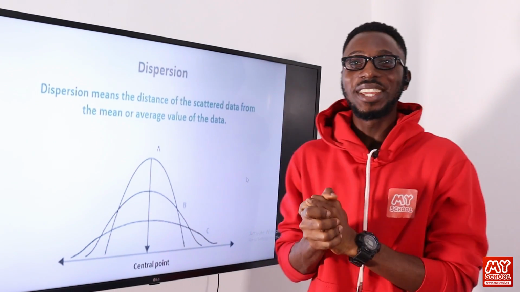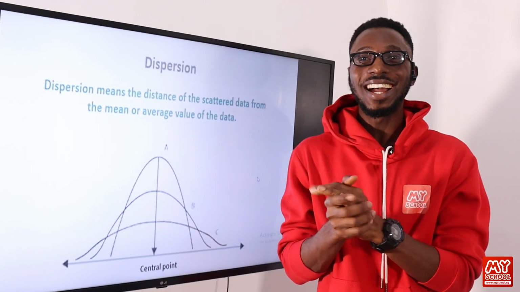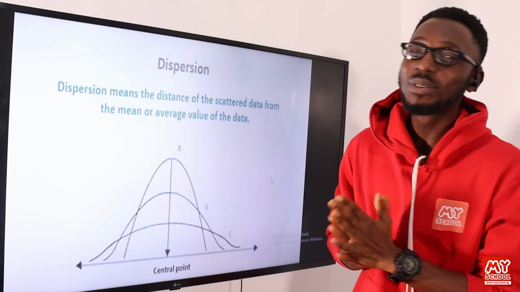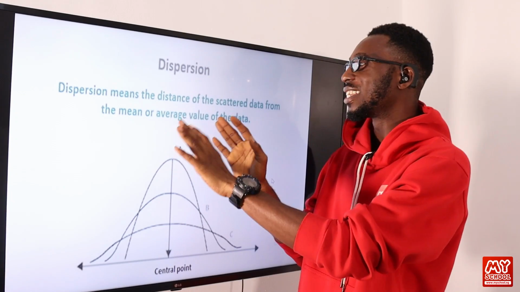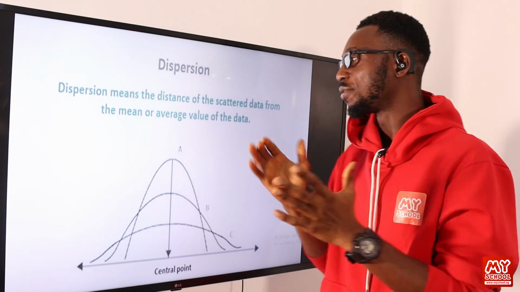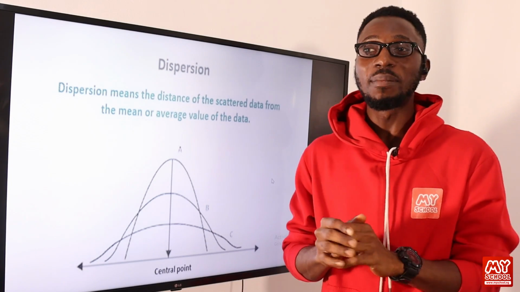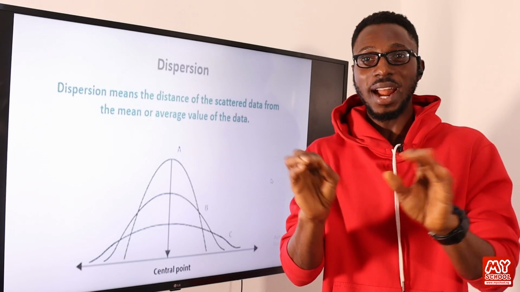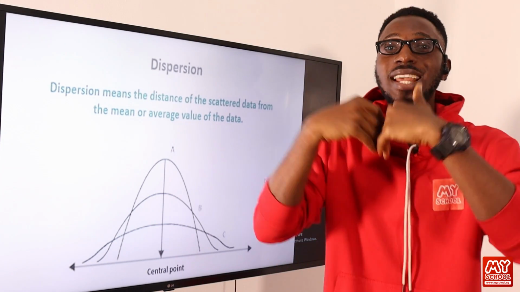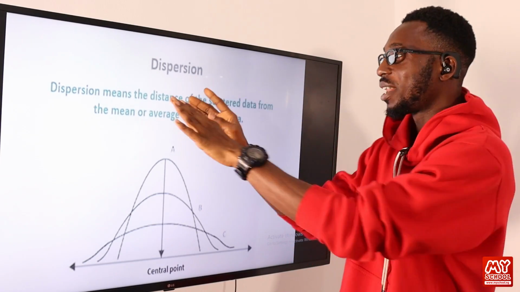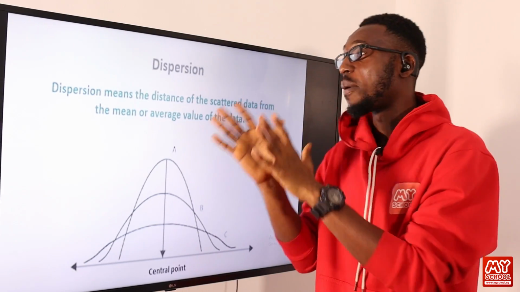Yes, you're welcome back to my school YouTube channel, and right here we are looking into the topic tagged measure of dispersion or measure of variation. So at first, how would you describe dispersion? Dispersion means the distance of the scattered data from the mean or the average value. Remember that earlier we talked about the measure of central tendency. So you are looking at how these values are scattered from the measure of central tendency. That is actually what we look at in measure of variation or measure of dispersion.